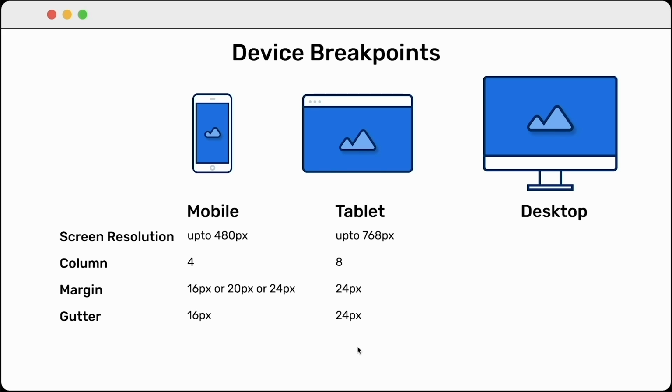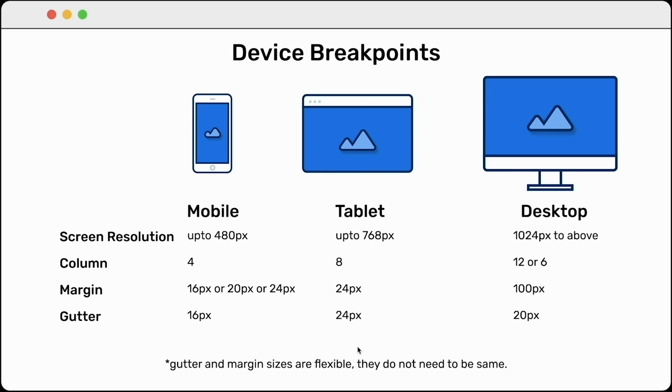Now let's see the dimensions for tablet. The tablet screen size has a column count of 8 and margin and gutter of 24 pixels. The next screen size we have is desktop. In desktop resolution, we generally take a column count of 12 or 6, margin of 100 and gutter of 20 pixels. If you notice, there is a relationship between the column counts of all these three screens, and that relationship is they all are multiples of 4. We will see in a second why these values are multiples of 4.